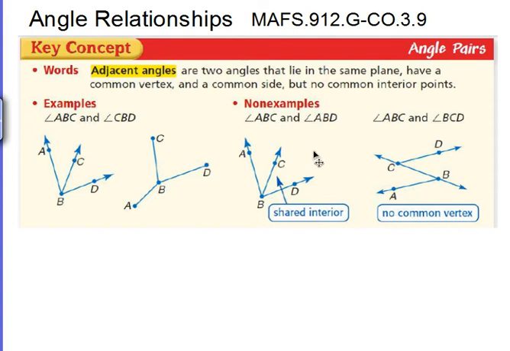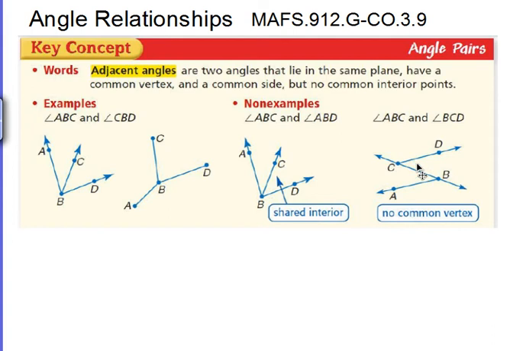Now, a lot of you might have gotten confused with this one, but the only difference is it's the same picture, but they're talking about angle ABC, which is inside of angle ABD. They do share the same side, which is AB, and they do have the same vertex, which is B, but ABC is actually inside of angle ABD, so that's not considered adjacent. Adjacent, they got to be side by side to each other. That's the only real difference.